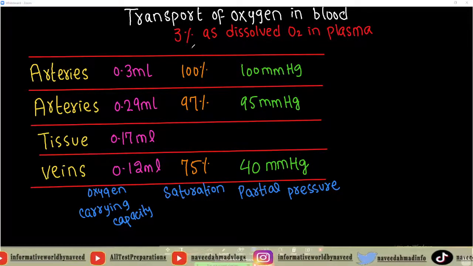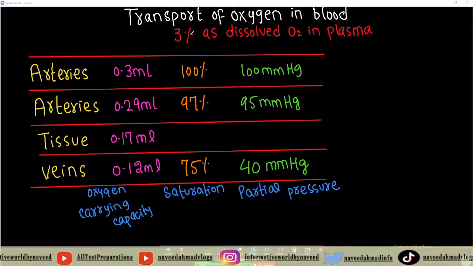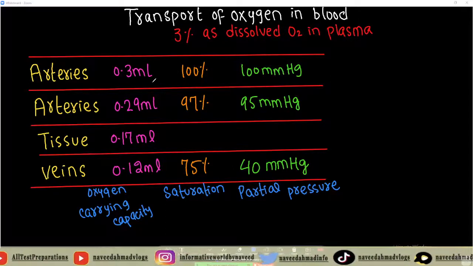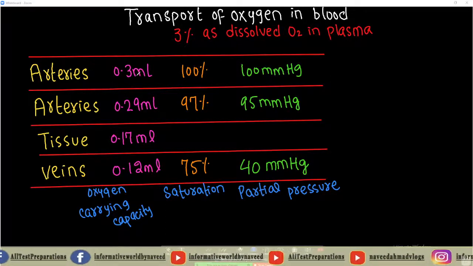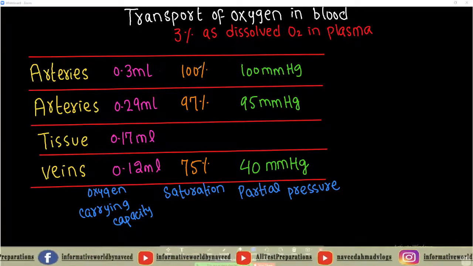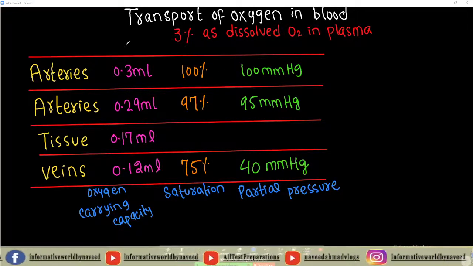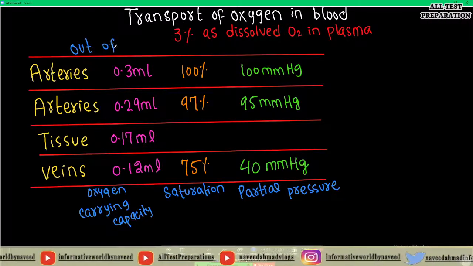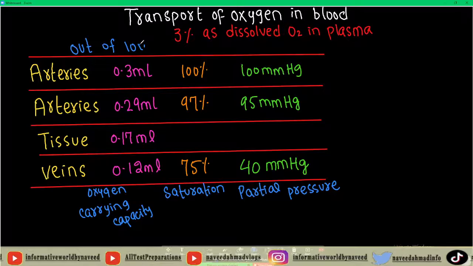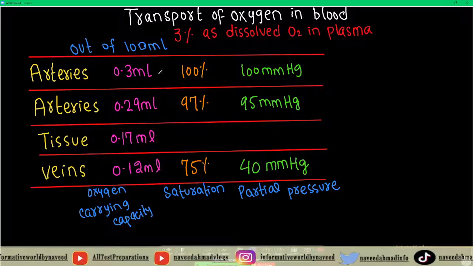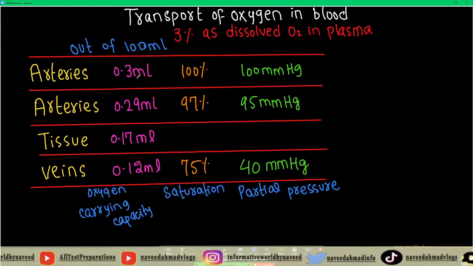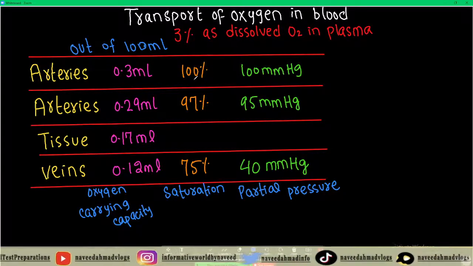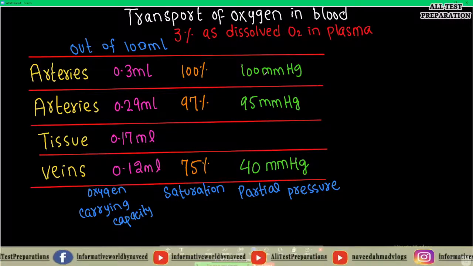We will discuss the 3% of oxygen out of 100 ml, and we will discuss in arteries what their percentages, saturation, and partial pressure are. So we will discuss it out of 100 ml. So 0.3 ml of oxygen is transported in the blood out of 100 ml, and at that time the blood is 100% saturated, while the partial pressure is 100 mmHg.